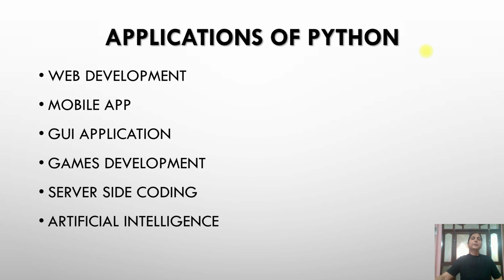Now we will see the applications of Python. Python can be used in all these fields. First is web development. Web development means designing websites. Second is mobile apps. Third is GUI applications, graphical user interface, meaning to design the front end we can use Python. Then games development, server side coding, and artificial intelligence. So these are a few applications of Python.